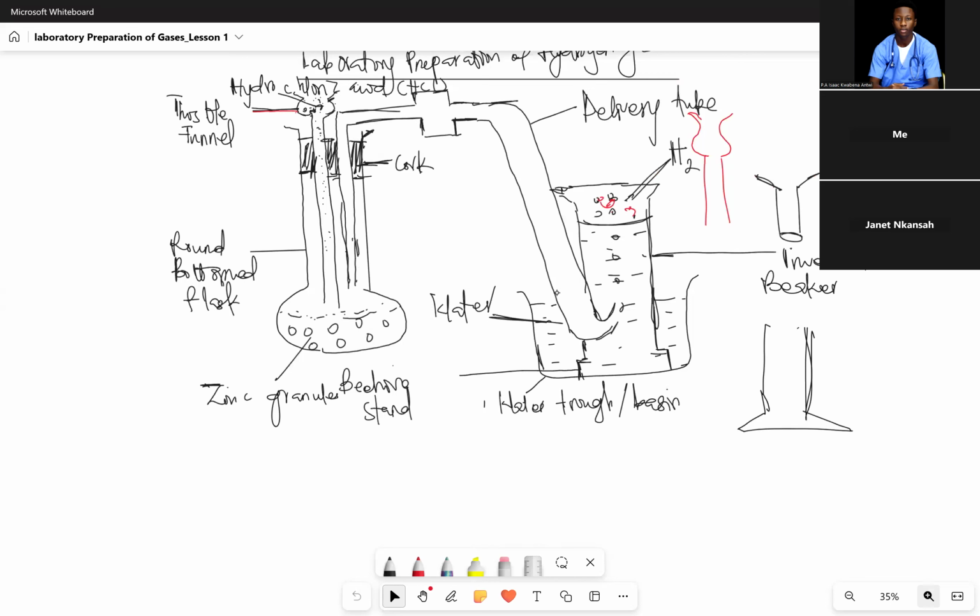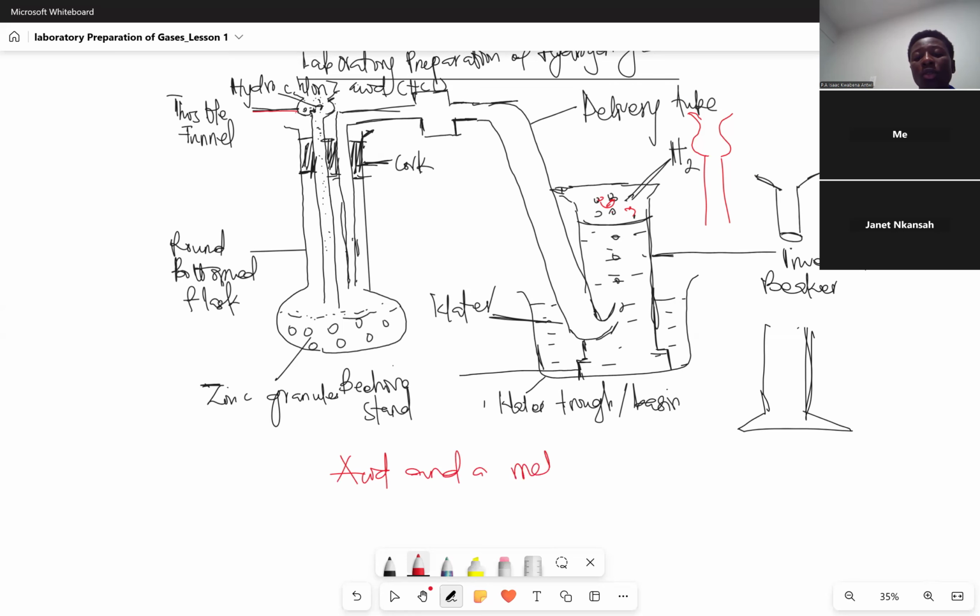And I mentioned that hydrogen gas is prepared from the reaction between what and what? An acid and a metal. You guys are not reading, oh. Hydrogen gas is prepared from the reaction between an acid and a metal. So these are the two key reactants you should have in mind: an acid and a metal.